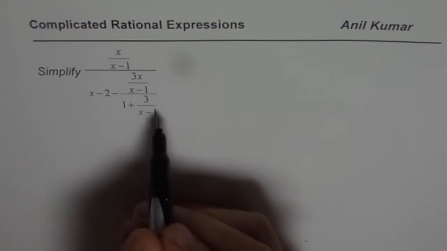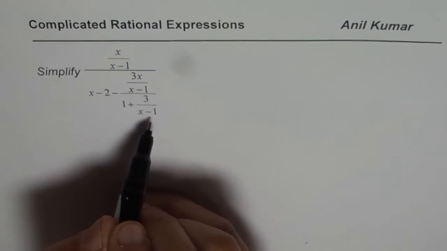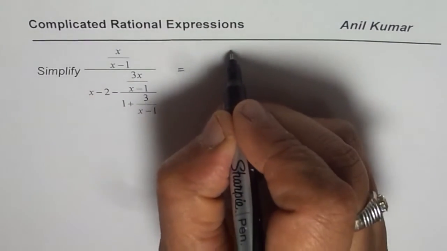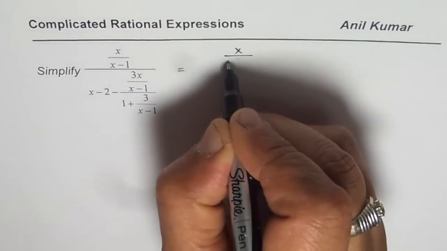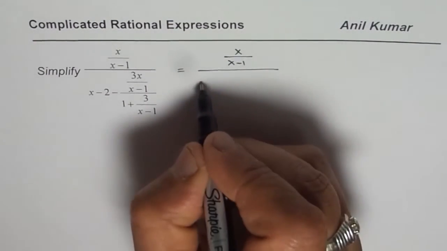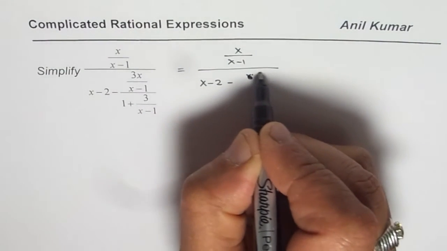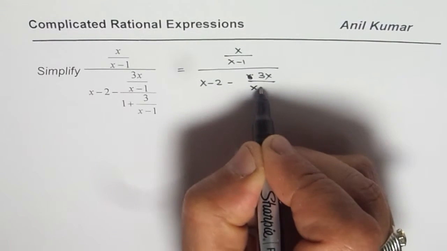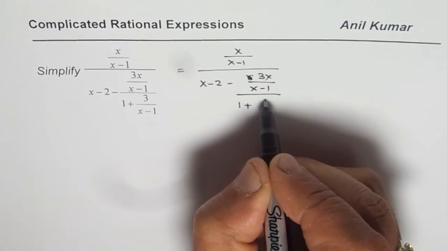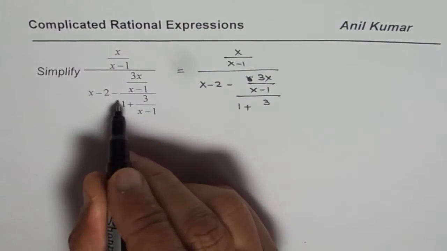Now in this multi-layer rational expression, we should actually begin from the lowest part, right? So this one we'll begin with. Let's rewrite the question with numerator as x over x minus 1 divided by this layer, which we'll maintain as such, x minus 2 minus 3x over x minus 1, and the denominator here is 1 plus 3 over x minus 1. So we'll try to solve this one.